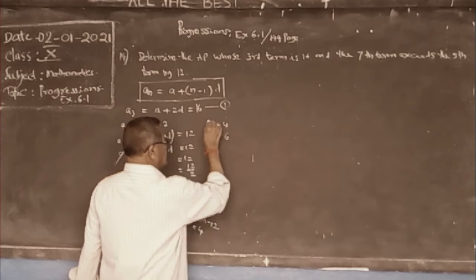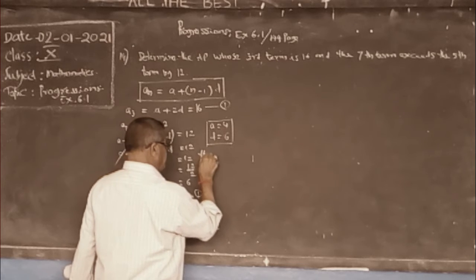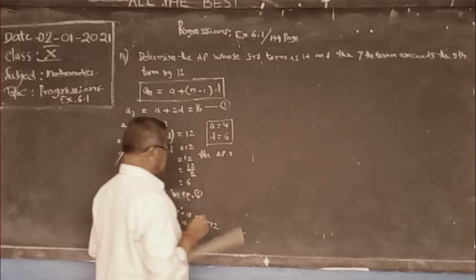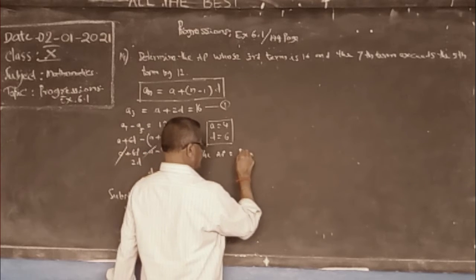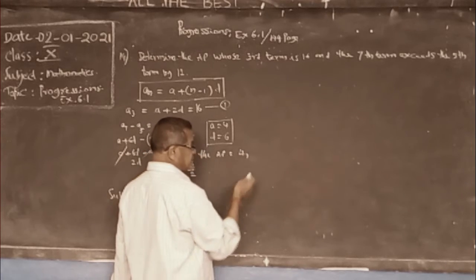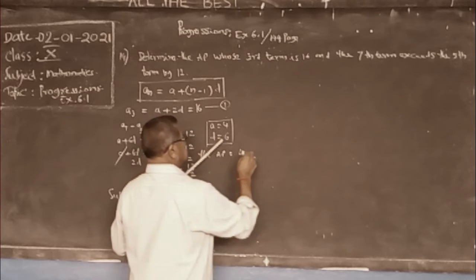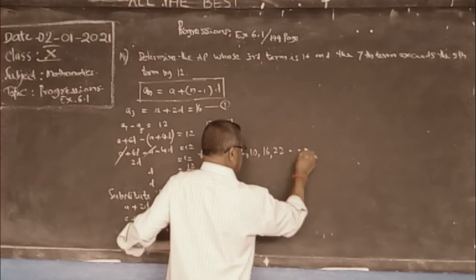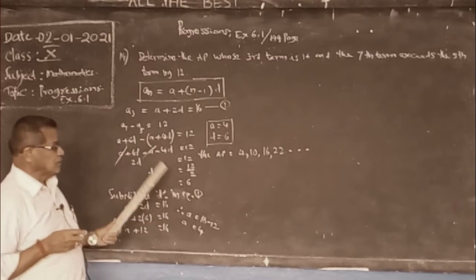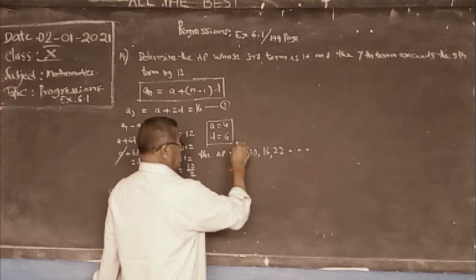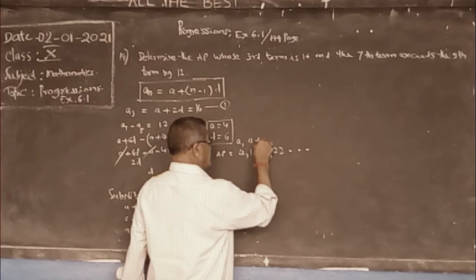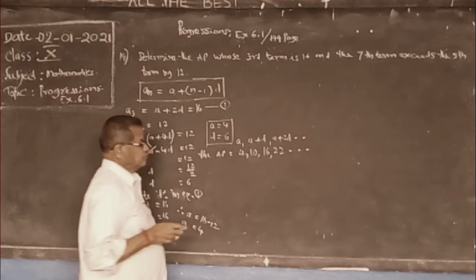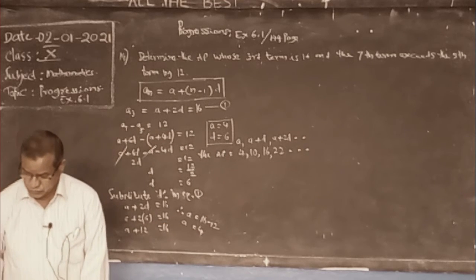A equal to 4, D equal to 6. Therefore, the AP is A, first term 4. Go on adding the difference D, 6. 6 plus 4 is 10, 16, 22. This is the AP. AP series: A, A plus D, A plus 2D. Good.